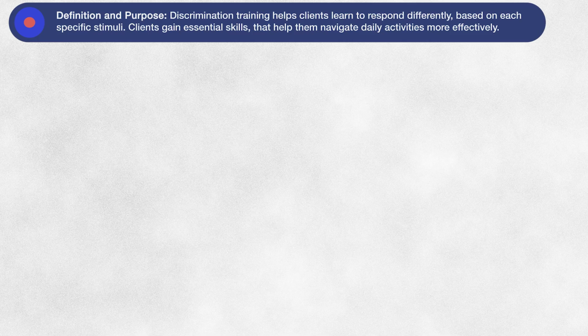Definition and purpose. Discrimination training helps clients learn to respond differently based on each specific stimulus. Clients gain essential skills that help them navigate daily activities more effectively.